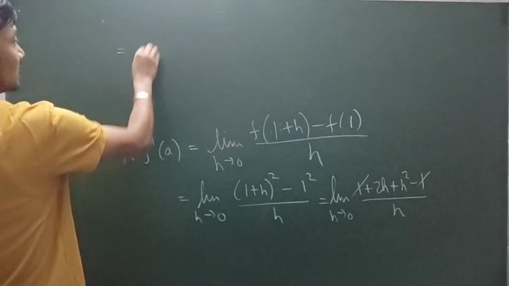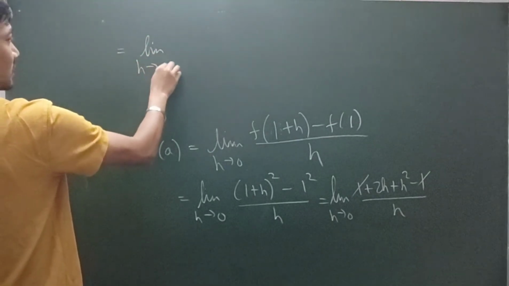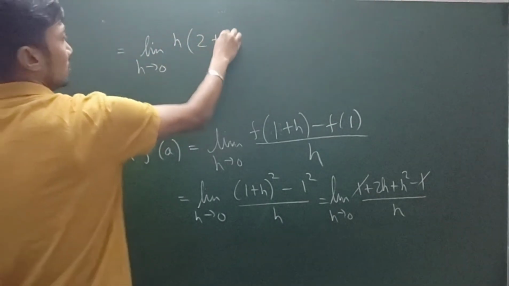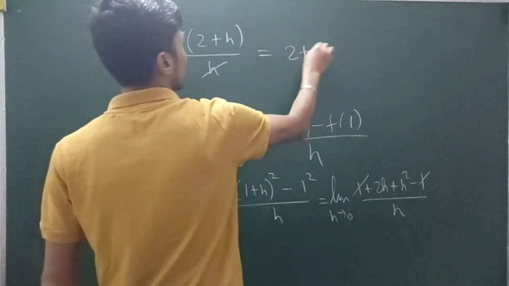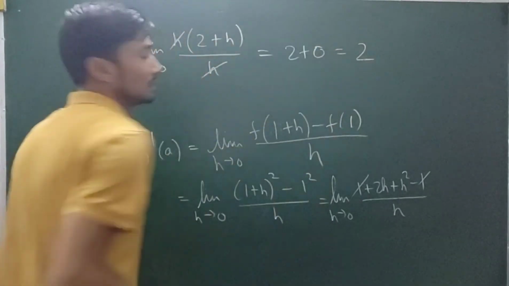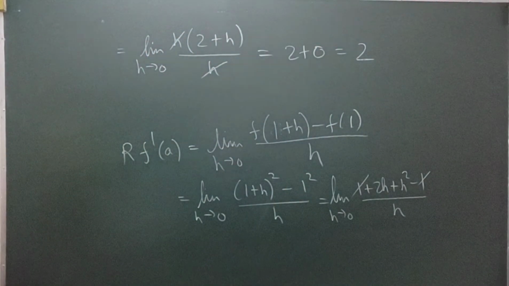So that will be the limiting value as h tends to 0. I can just take h common, h times (2 plus h), divided by h. So now I can just use the value of h, 2 plus 0. What do we get? 2. So that's the right hand derivative.